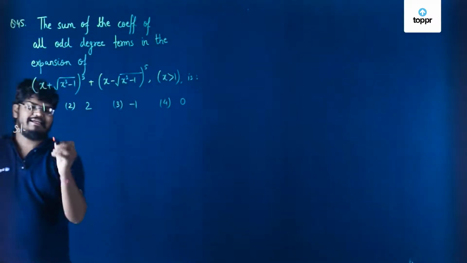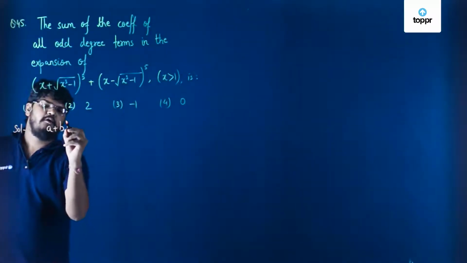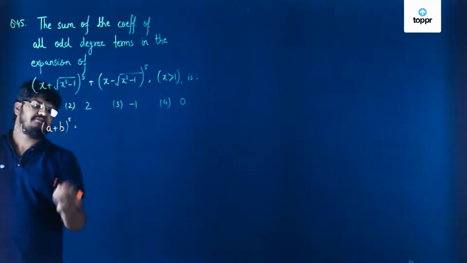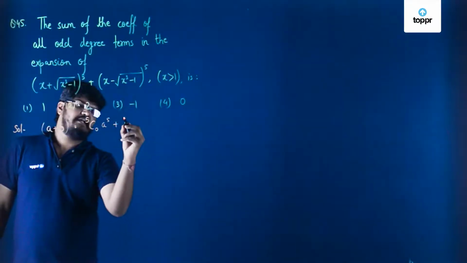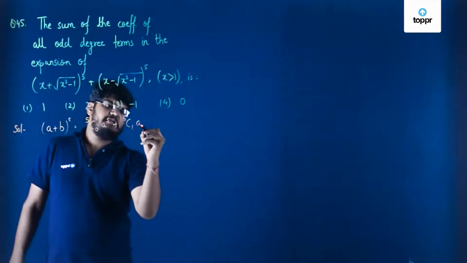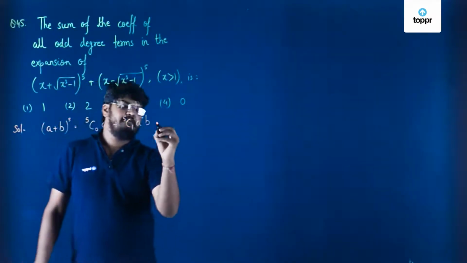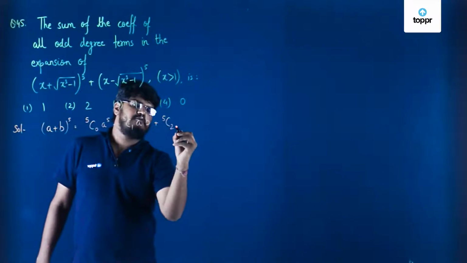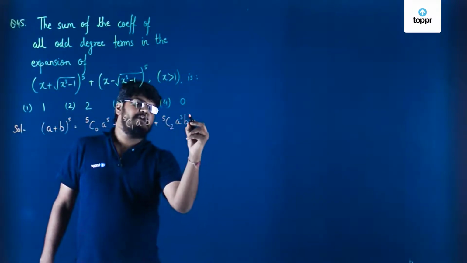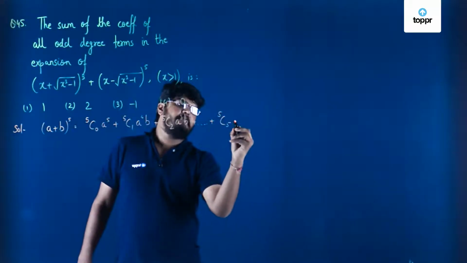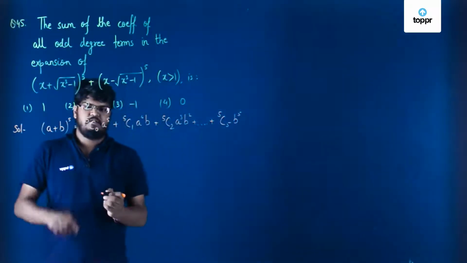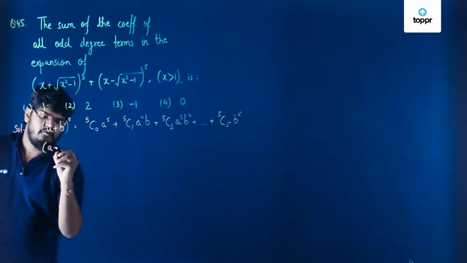Well, we know that (a + b)^5 is actually equal to 5C0 a^5 + 5C1 a^4 b + 5C2 a³ b² and so on. The last would be 5C5 b^5. Similarly, (a − b)^5.